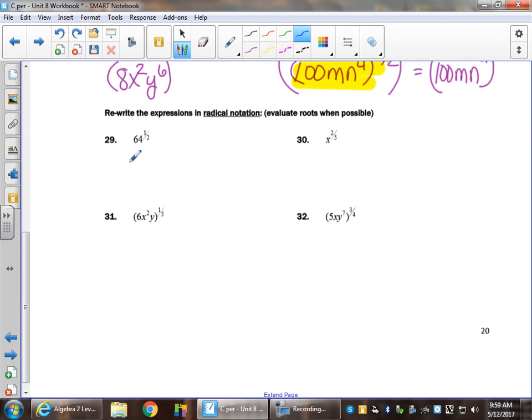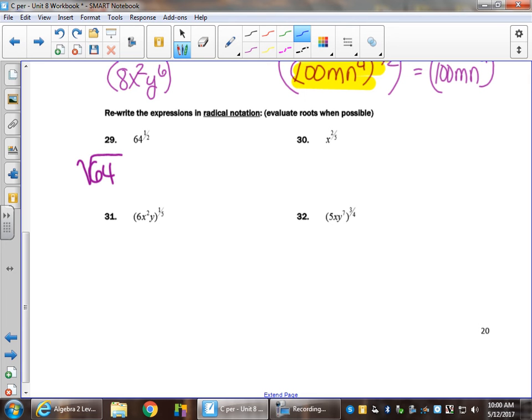So 29. Now what am I starting with? What kind of notation? Rational exponent notation, and I'm trying to get to radicals. Remind me, what's the denominator again? The root. Numerator is the power. Look at the denominator first. What root is this? Square root of 64, technically raised to what power?